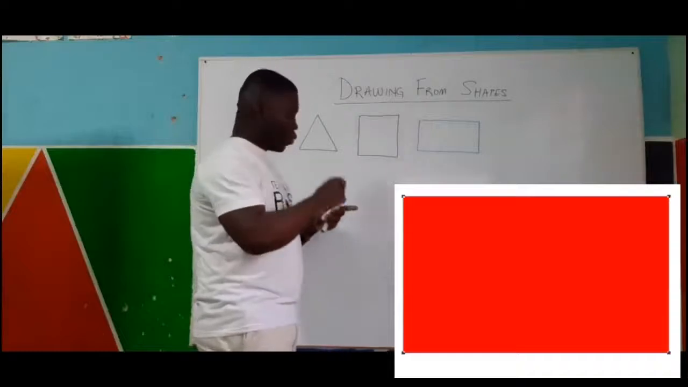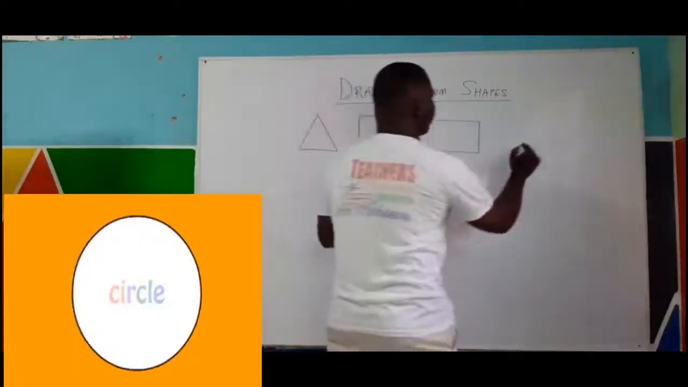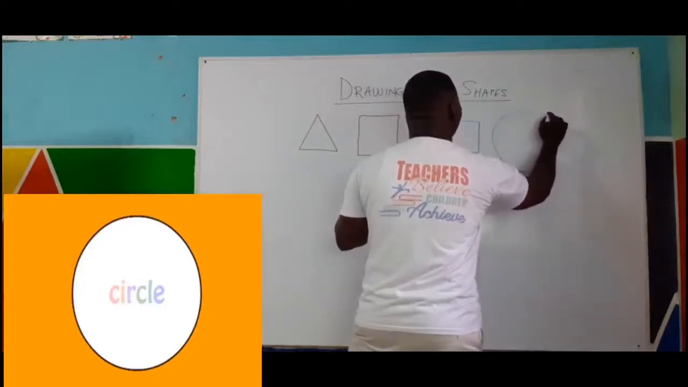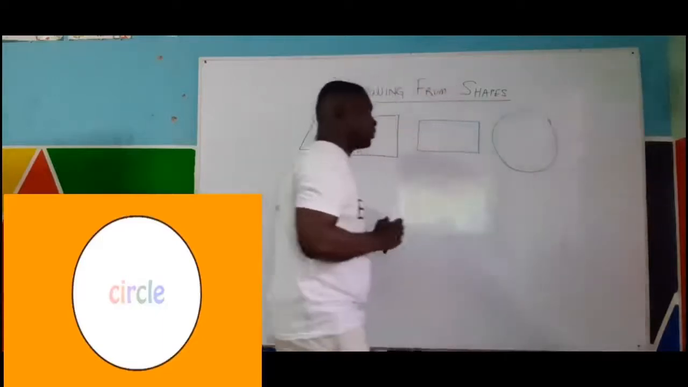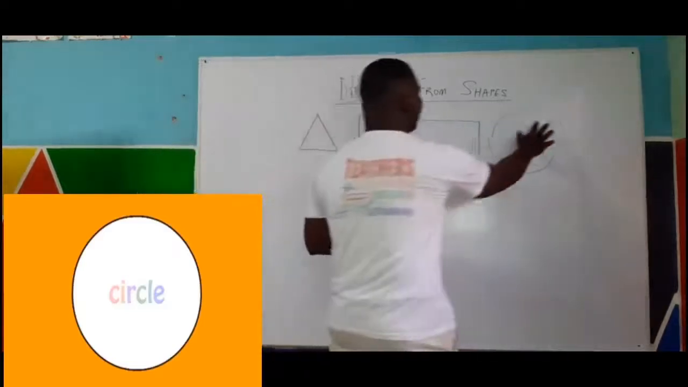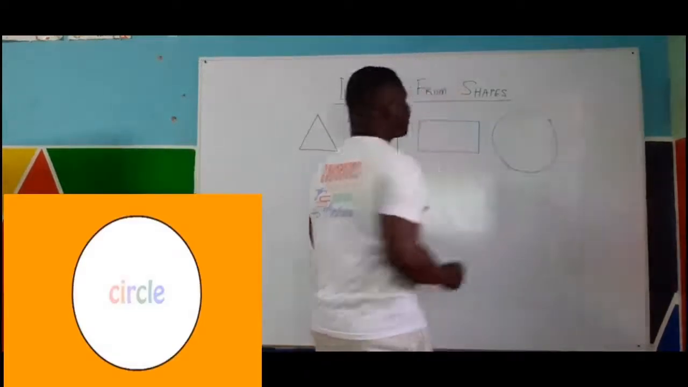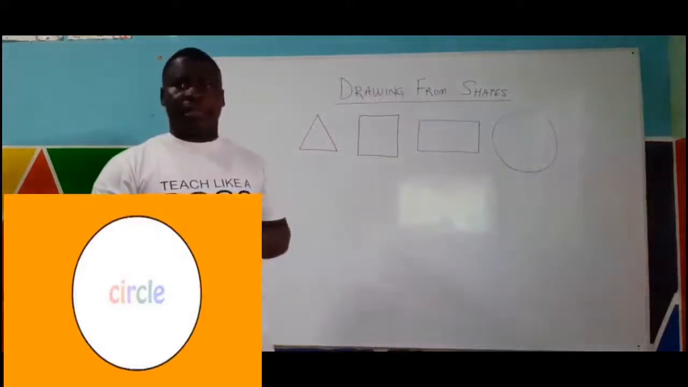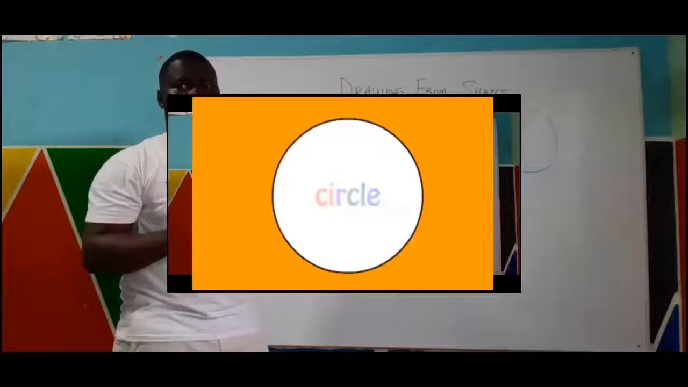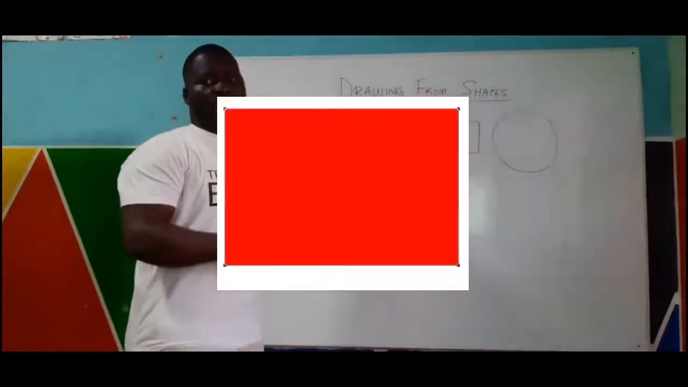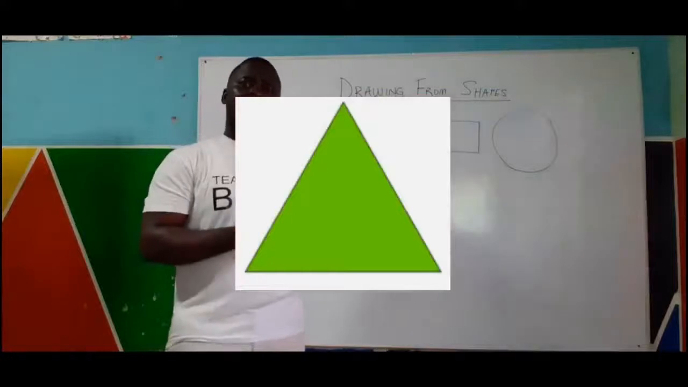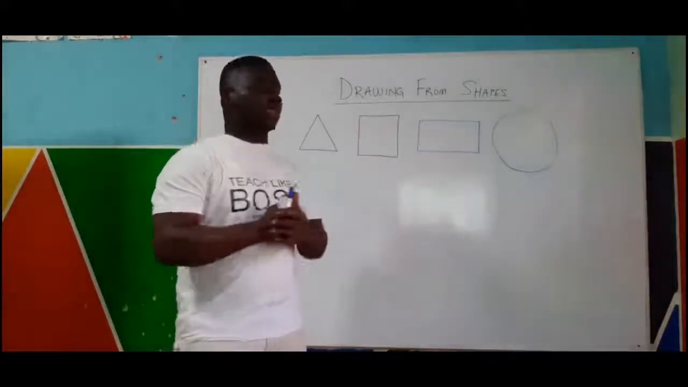Then, what shape is this as well? Good. Circle. So these are our four basic shapes that we are going to use today for this our lesson.